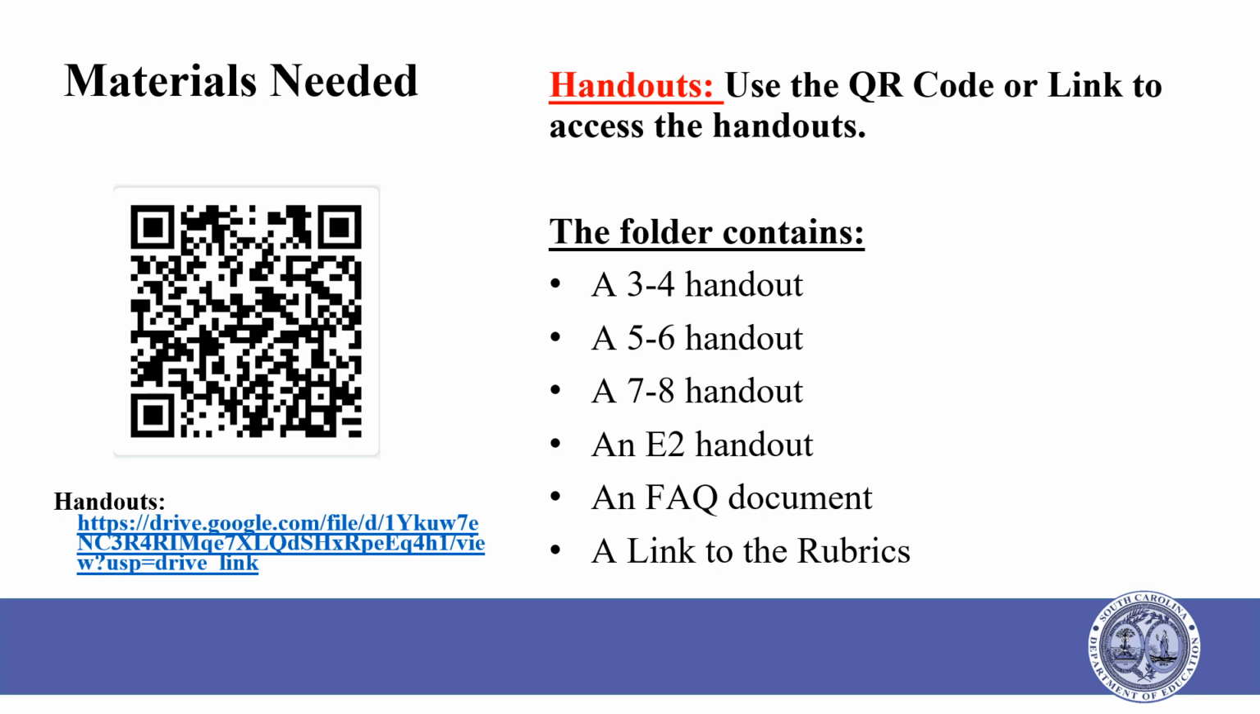In this folder, you will find a 3-4 handout with a template of the indicators assessed by the TDW item, a 5-6 handout with a template of the indicators assessed by the TDW item, a 7-8 handout with 2 templates of the indicators assessed by the TDW items, an English 2 handout with 2 templates of the indicators assessed by the TDW items, a frequently asked questions document, and a link to the TDW rubrics.